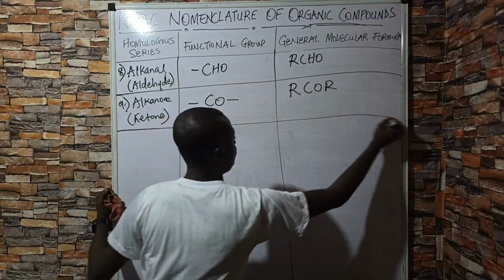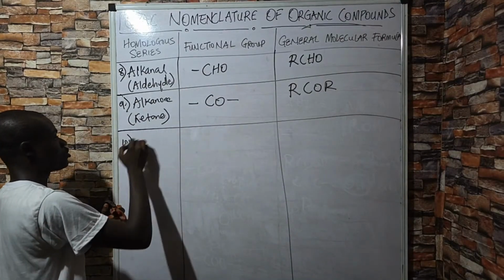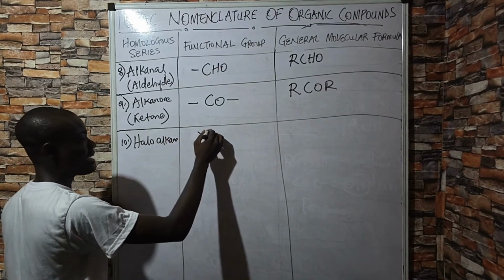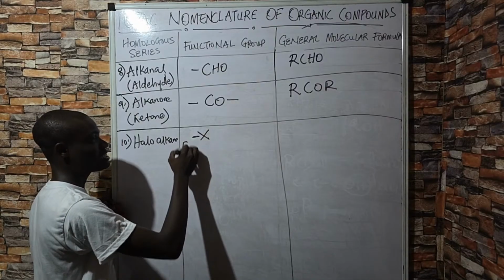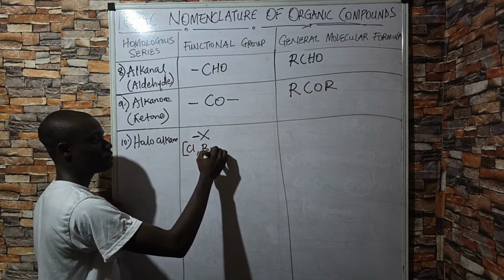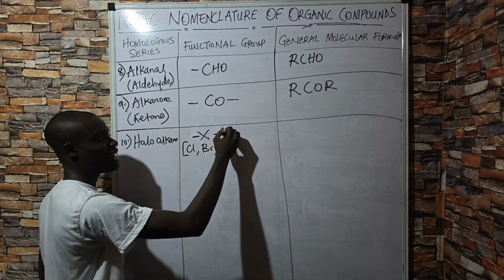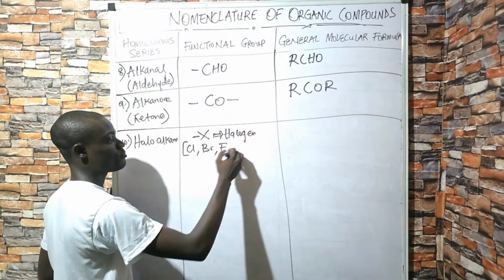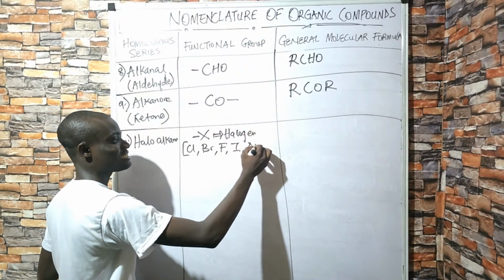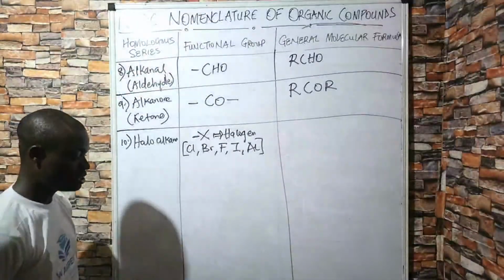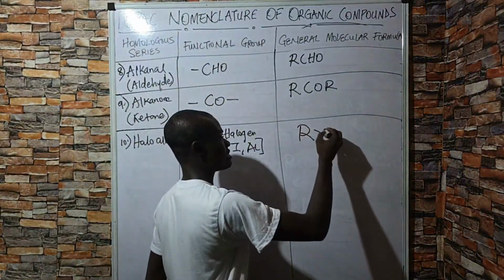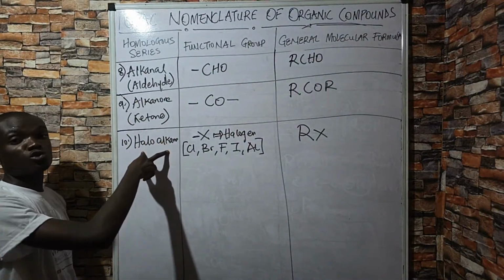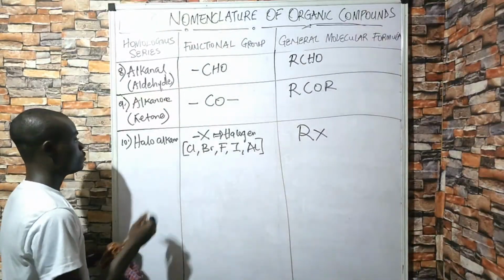Then number 10, we're going to add what we call the haloalkane. So it is the X. Now this X can be anything: chlorine, bromine, fluorine. X here stands for halogen. Take note of that. It can be bromine, it can be iodine, it can be astatine. That's what X stands for. Then you see R-X. So this is what we call haloalkane. It's simple: halogen attached to an alkane. That's why they call it haloalkane. So we have R-X.